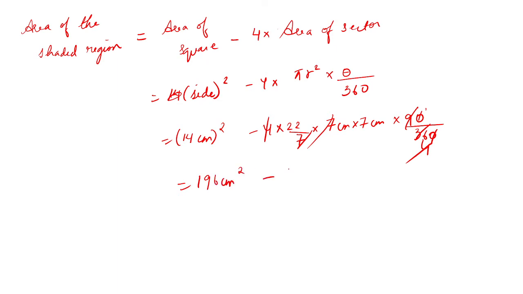22 minus 22 into 7 is 154 centimeter square. So this should give you 42 centimeters square. So the area of the shaded region is 42 centimeters square. Quickly moving on to the next question.